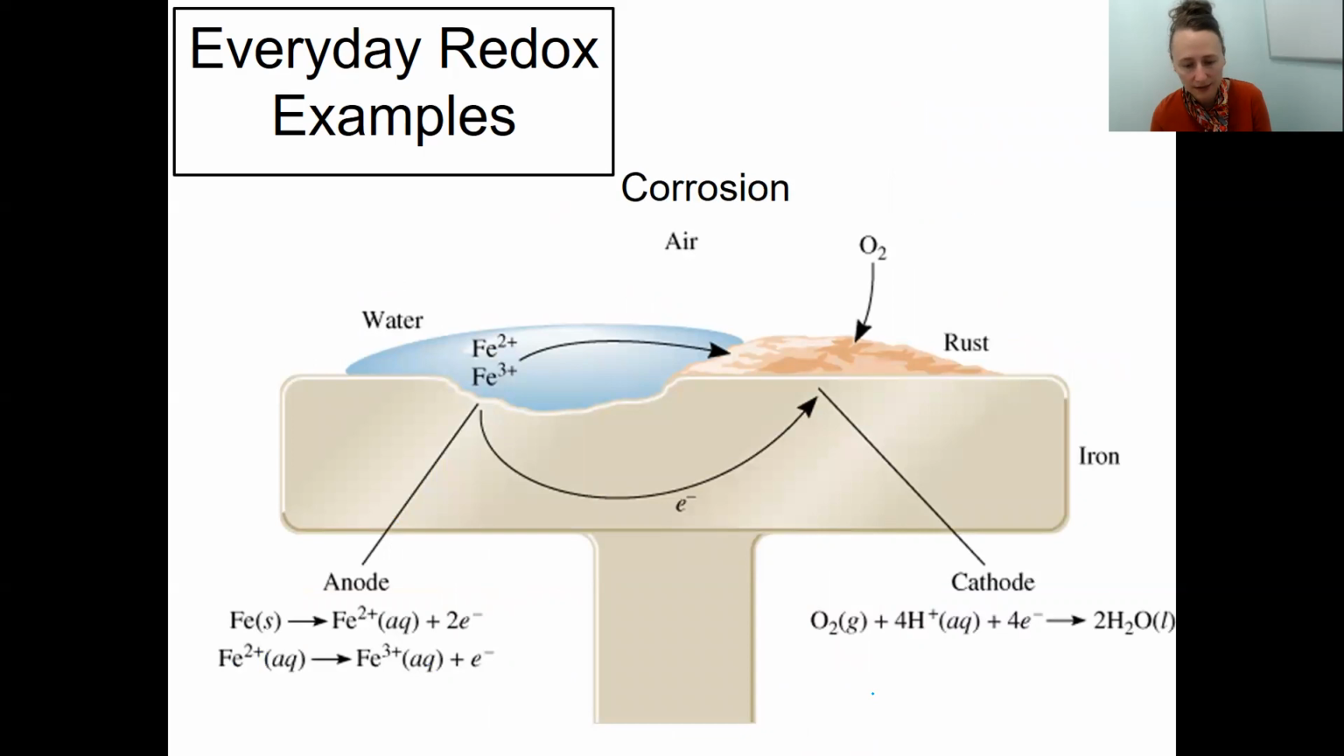Corrosion or rust is also a redox reaction. It's a little more complicated than just iron getting oxidized. It has to have water, it has to have oxygen, and some acidic conditions. And we have two oxidations of iron, so iron 2+ and iron 3+ are involved to form rust.